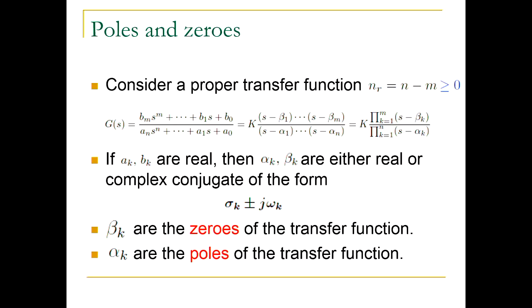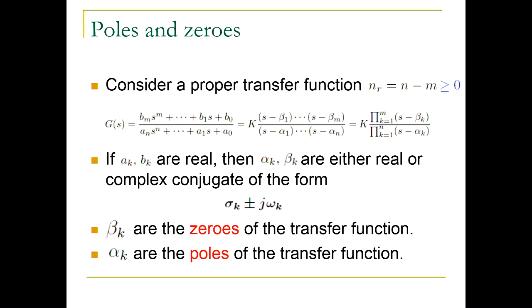Right? If all a k's, b k's, so coefficients in these polynomials, are real, then alpha k, beta k are either real or complex conjugate. Whenever you find a complex zero, its complex conjugate will also be a zero, similar to the poles. So we call beta k zeros and alpha k's are poles of the transfer function.